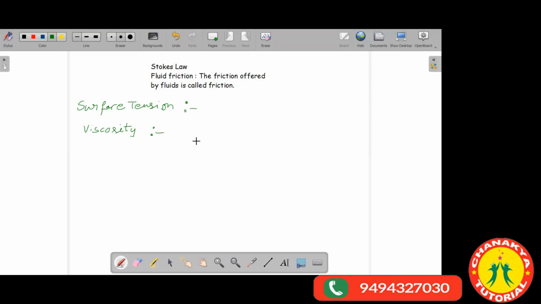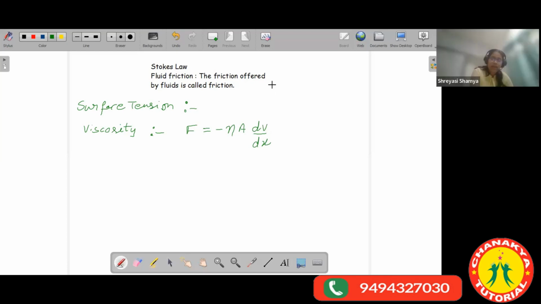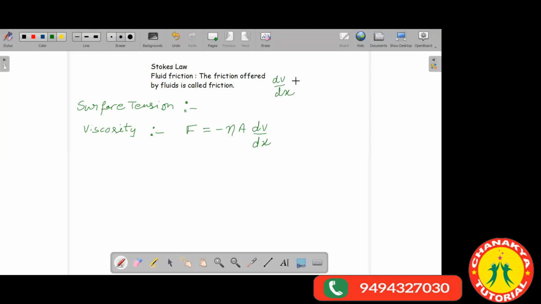Here we come across a formula in terms of viscosity. We write the viscous force by a fluid is equal to minus eta A multiplied by dV by dx. dV by dx is a relationship. This is called the velocity gradient. Velocity gradient, it represents how fast velocity changes.